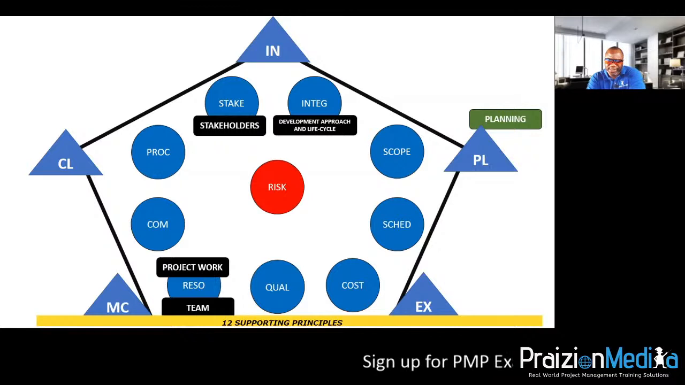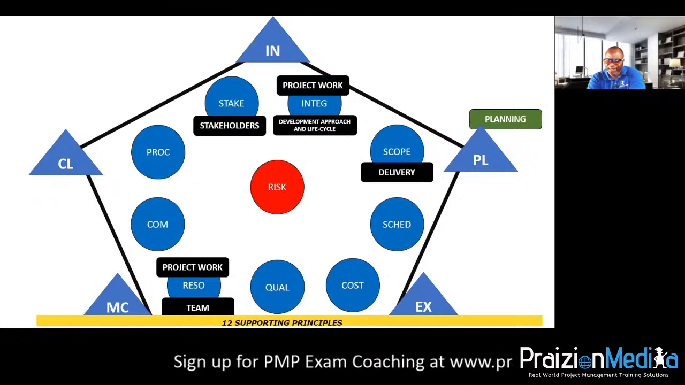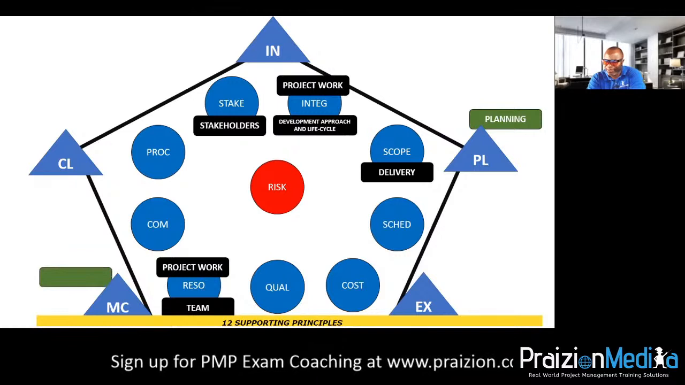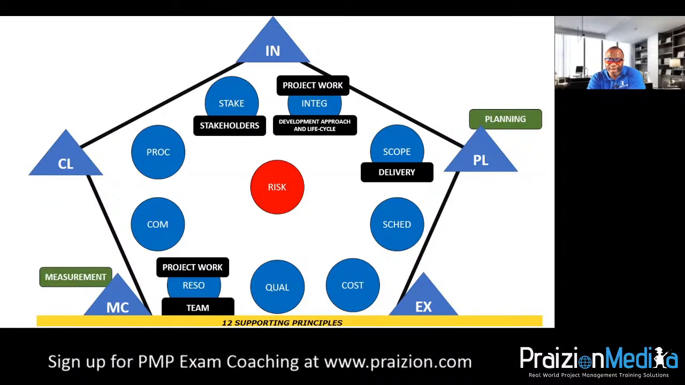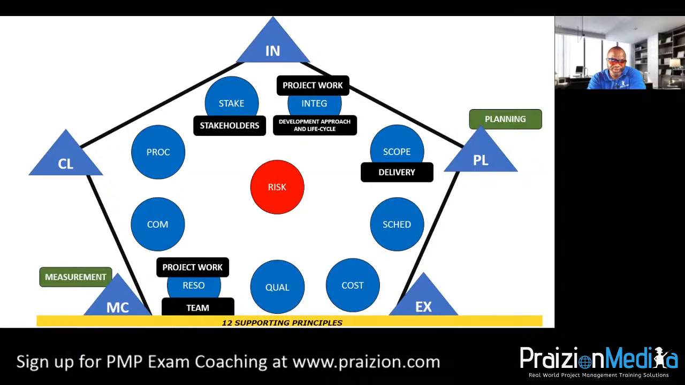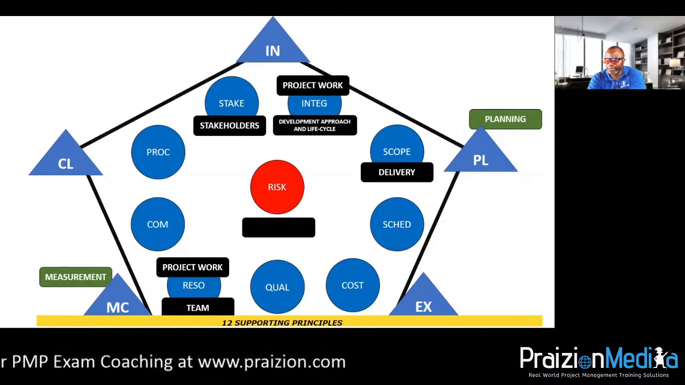Still on resources, there's some elements of project work, another performance domain, that maps back there. We also have some elements of project work mapping back to integration. The next performance domain is delivery, and delivery is all scope. And there's some parts of quality you will also find there as well. When we talk about measurement, that maps directly back to the monitoring and controlling process group. So I don't see that as a lone domain. It is so far reaching, it needs to be looked at as part of the monitoring and controlling process group.